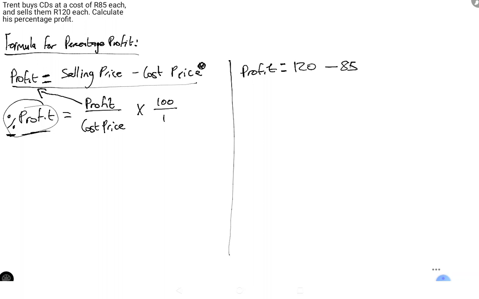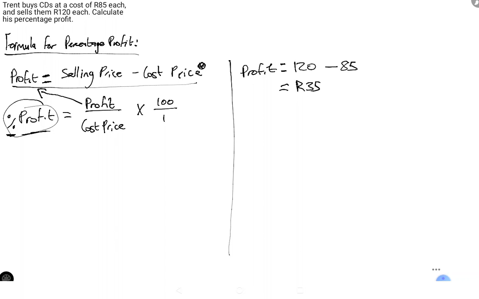So we look at the CDs, and we've got the selling price of 120 and the cost price of 85. So what is the profit? Use a calculator. Remember, we don't want to be messing up. 120 minus 85 equals 35. Maybe we might just want to write the rand there. R35. So that is Trent's profit in rands.